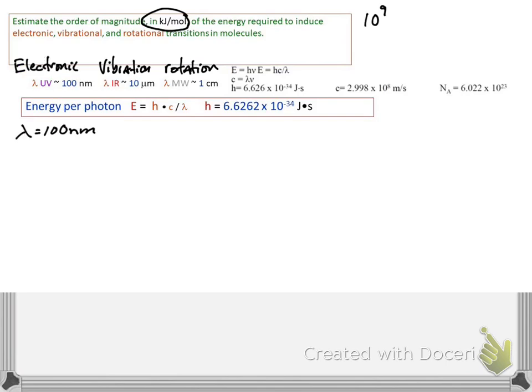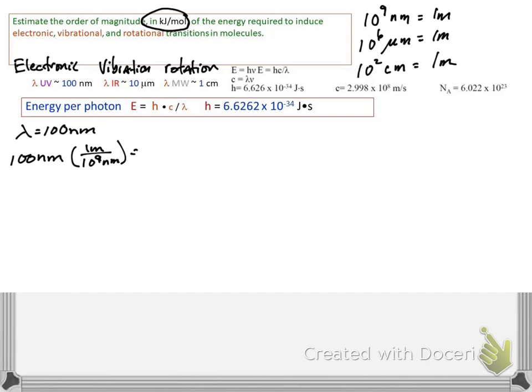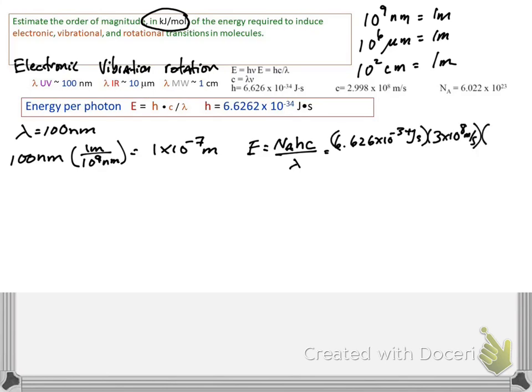At 100 nanometers, keep in mind these are going to be our conversion factors: 10 to the 9th nanometers for every 1 meter, 10 to the 6th micrometers for every 1 meter, and 10 to the 2 centimeters for every 1 meter. We convert the nanometers into meters, and we get 1 times 10 to the minus 7 meters. The amount of energy per mole of photons is the energy per photon times Avogadro's number, just like we did in the previous problem.